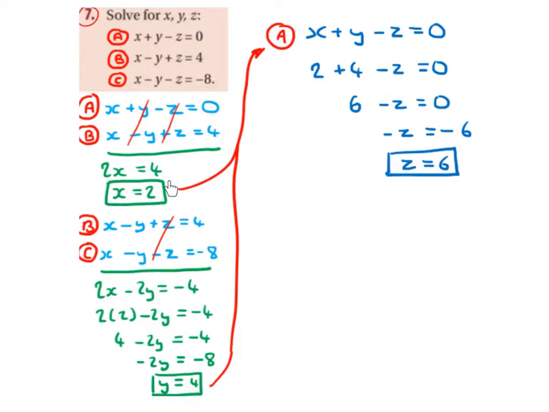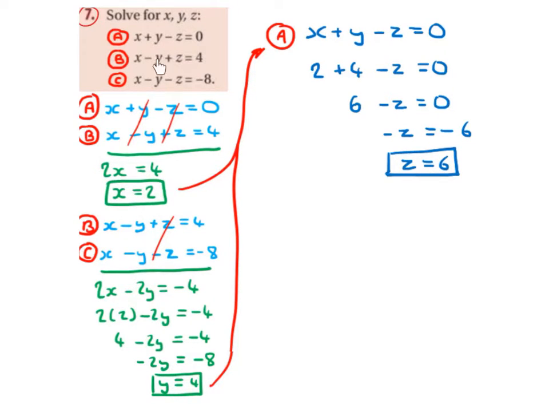Then I'm going to take equation B and equation C, and my z's will cancel straight away. x plus x is 2x, minus y minus y is minus 2y, 4 minus 8 is minus 4. I'm going to swap the x for 2 because I got x to be 2. 2 by 2 is 4, minus 2y equals minus 4, and then minus 4 will be minus 8. Minus 8 divided by minus 2 is 4, so y is equal to 4.